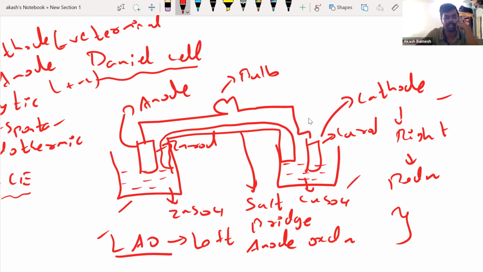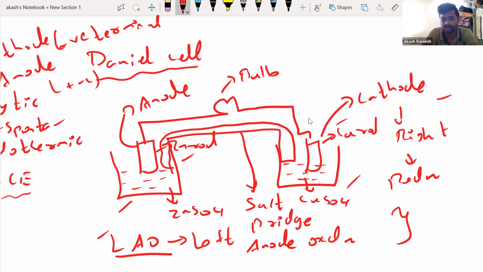Now what exactly is going to happen here? Okay, now look at this, people. I have zinc, I have copper. Now from your previous knowledge, can you tell me which one is more reactive among zinc and copper? Sir, I think it's zinc. Okay, yes, zinc is more reactive. Zinc is more reactive than copper.